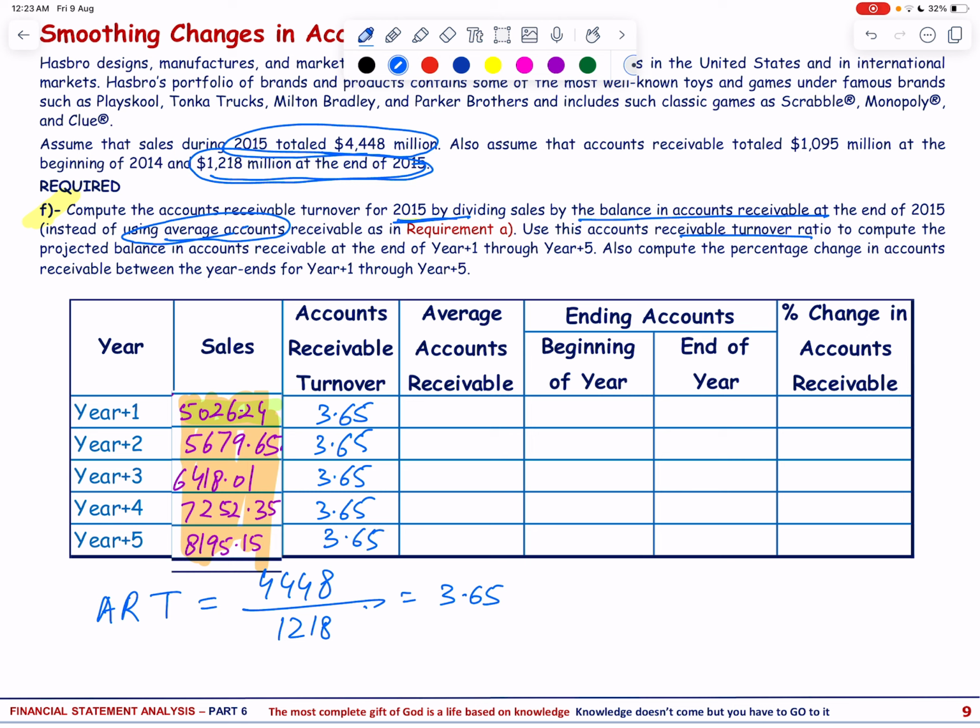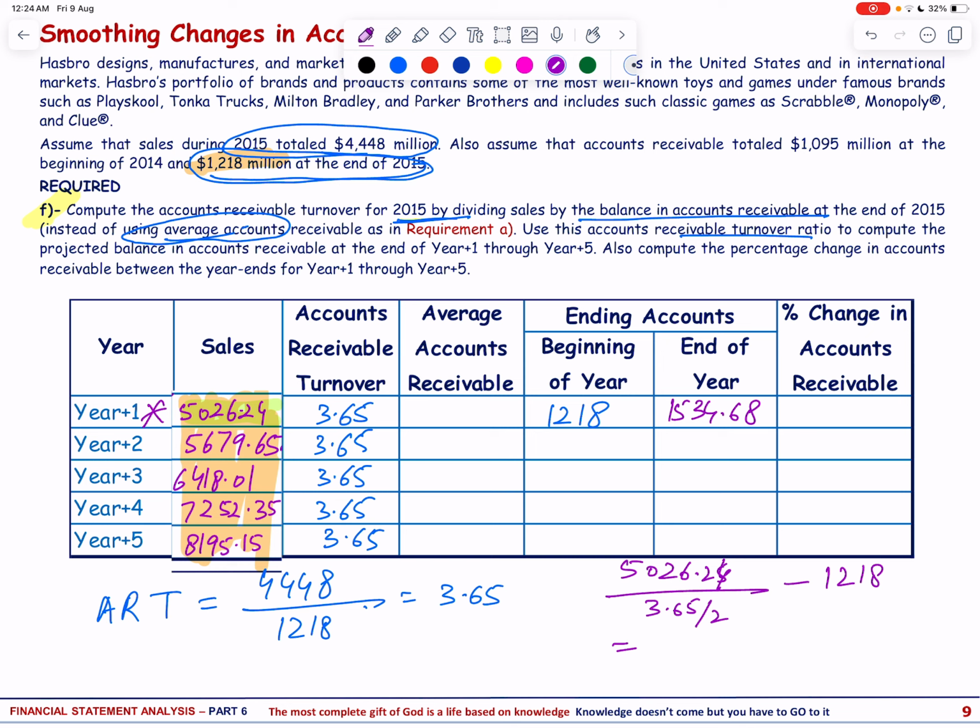Now for the beginning, obviously it was 1218. For the ending accounts receivable, we have the sales for year number 1, that is 5026.24 divided by the turnover, 3.65 divided by 2, and from this we are going to subtract the beginning accounts receivable, that is 1218, and this will be equal to 1534.68.